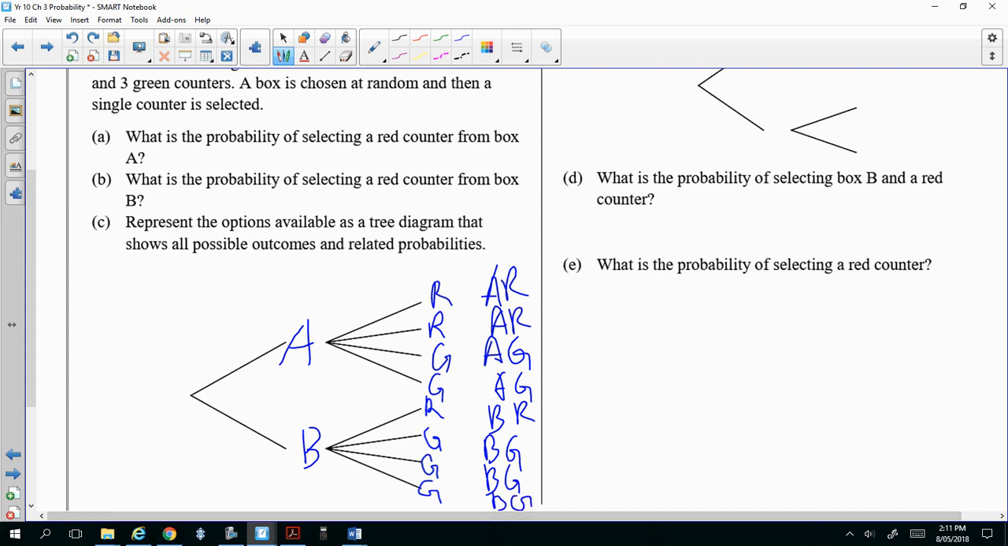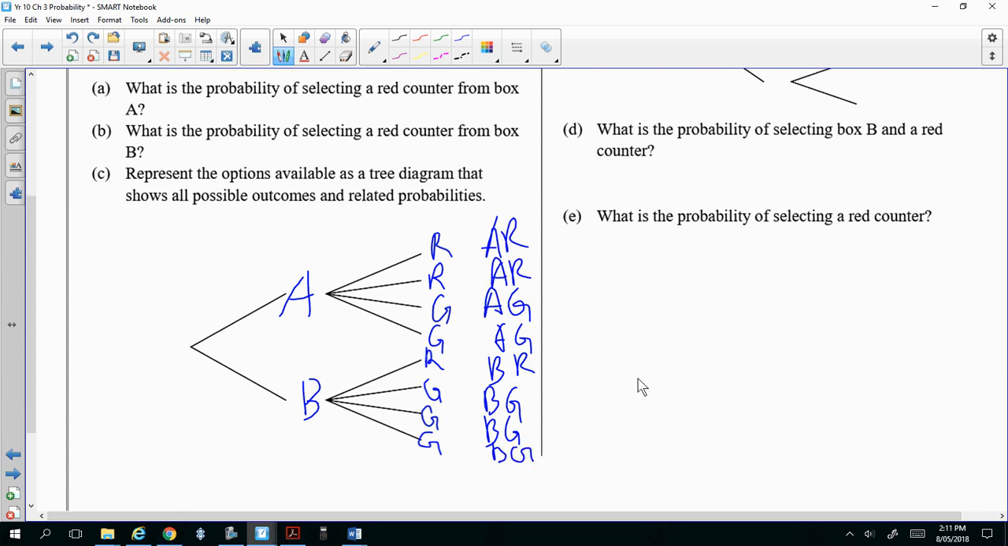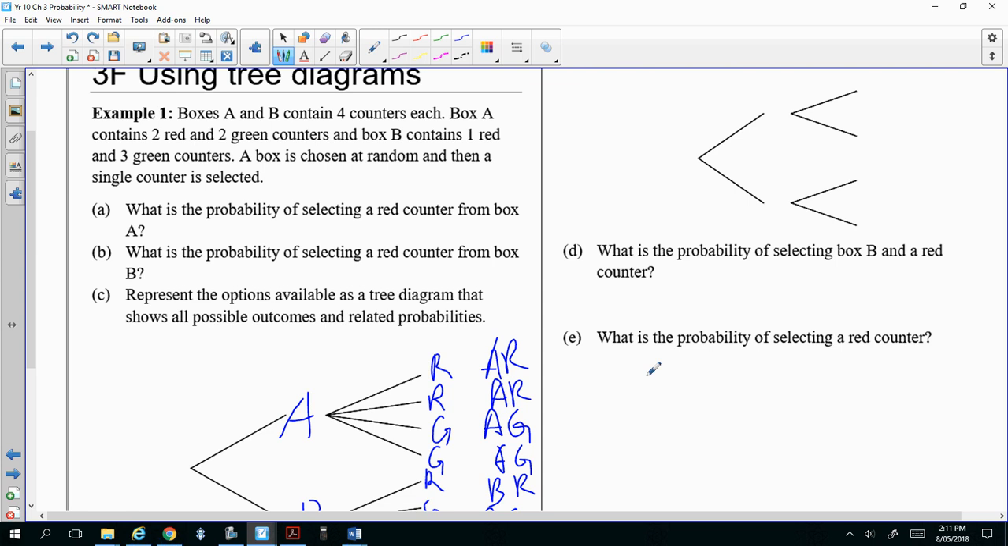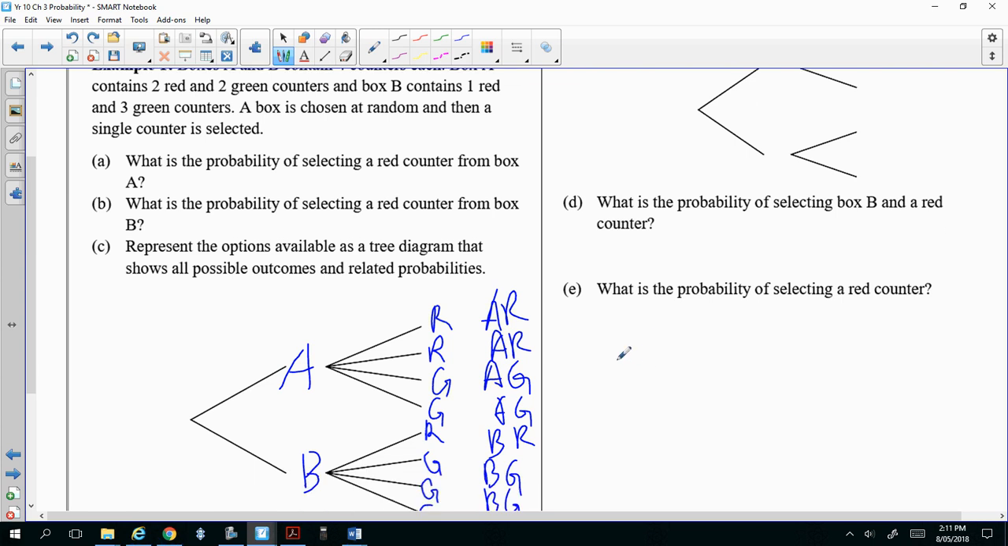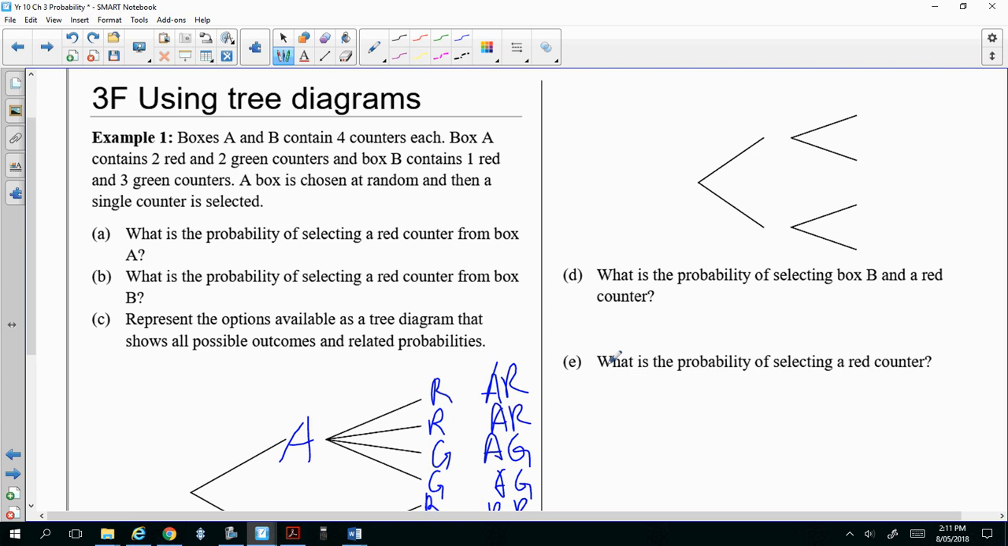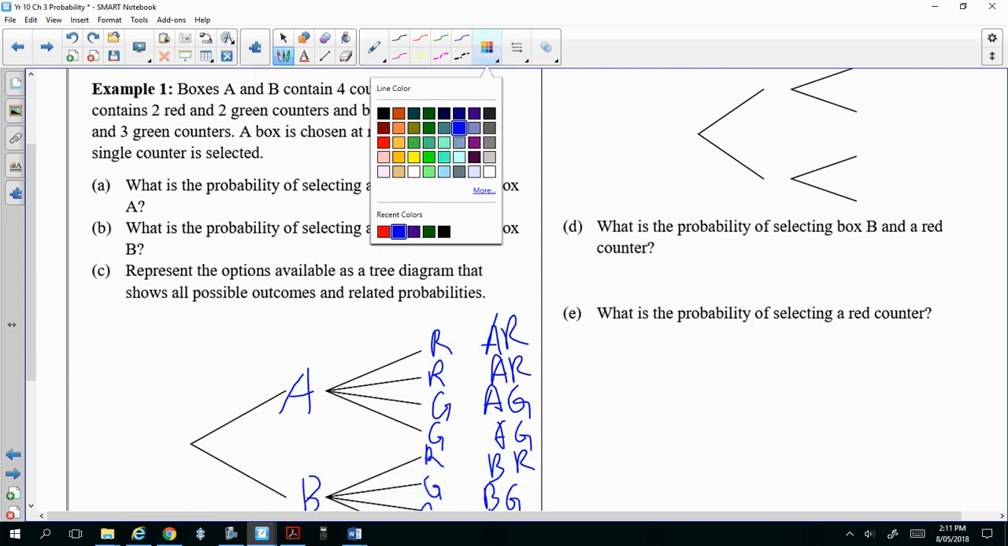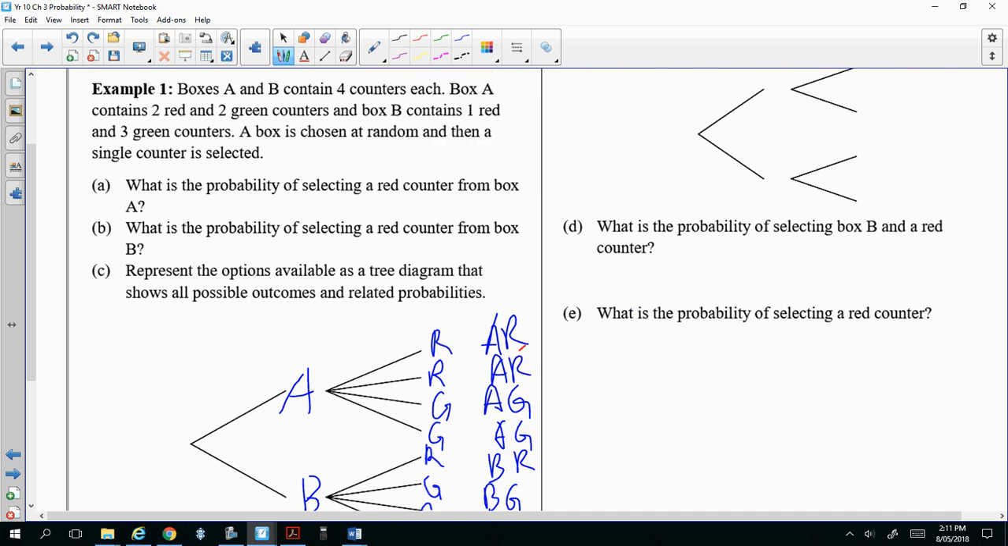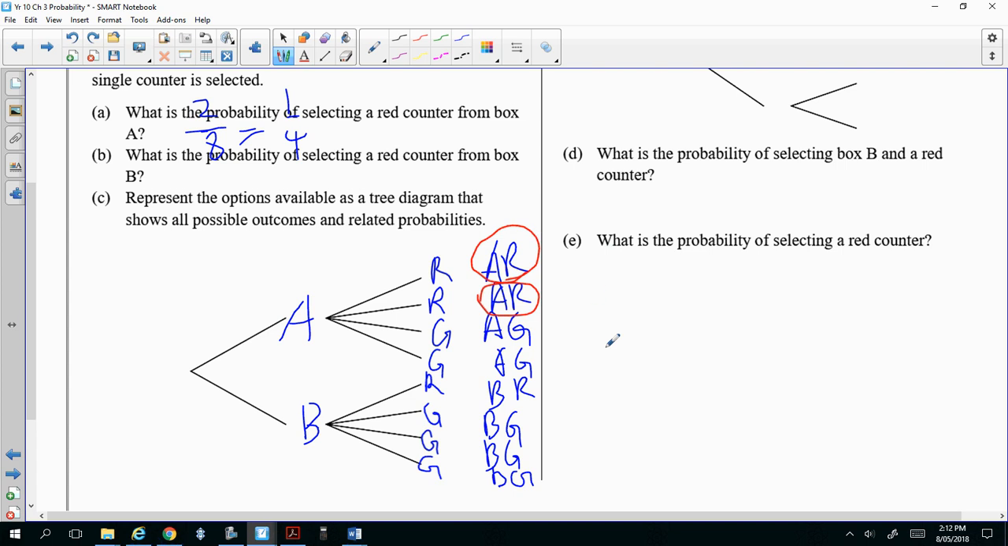Okay, and the question is how many outcomes altogether? 8. Okay, good. So to answer this question, you can do probability of selecting a red counter from box A. So you have to see how many are box A and red, these 2, right? So you do 2 out of 8, which is a quarter, right?